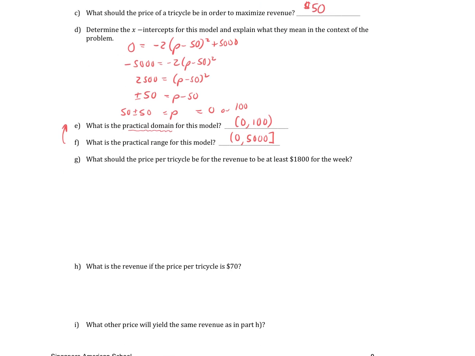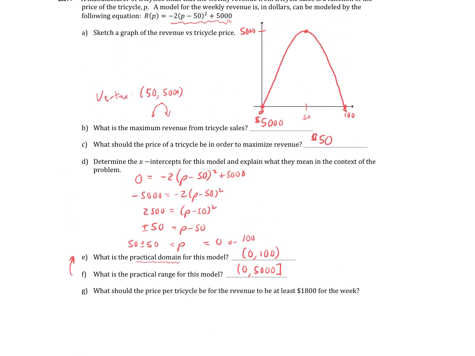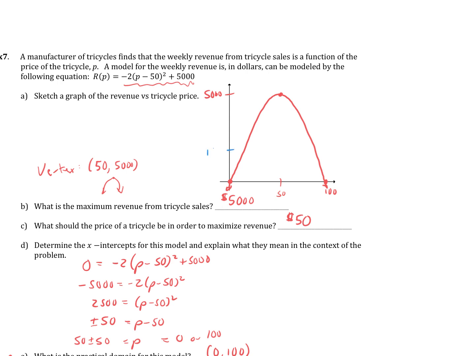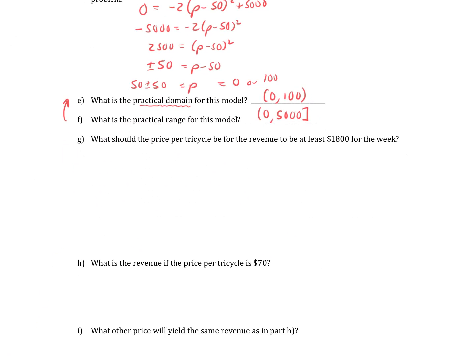What should the price per tricycle be for the revenue to be at least $1,800? Okay, this is much different. This is like if we were going to go back to the picture and say, okay, now 1800, what are the values of x that kind of put us above that, right? Because really close to 0 and really close to 100 is kind of a stupid price, right? But if we want to make at least $1,800, maybe we'll sell more trikes. What should be the range of prices we should charge for that?